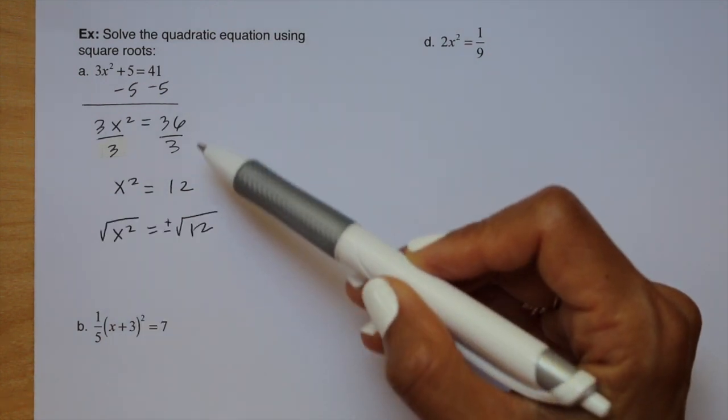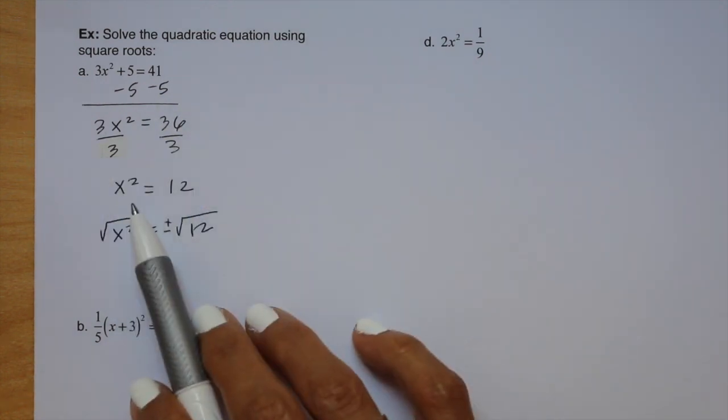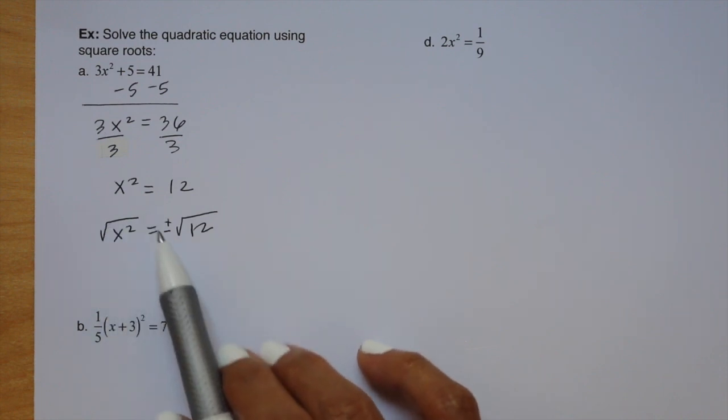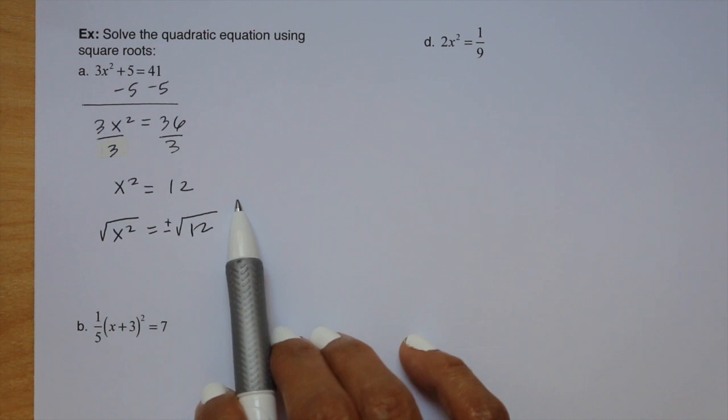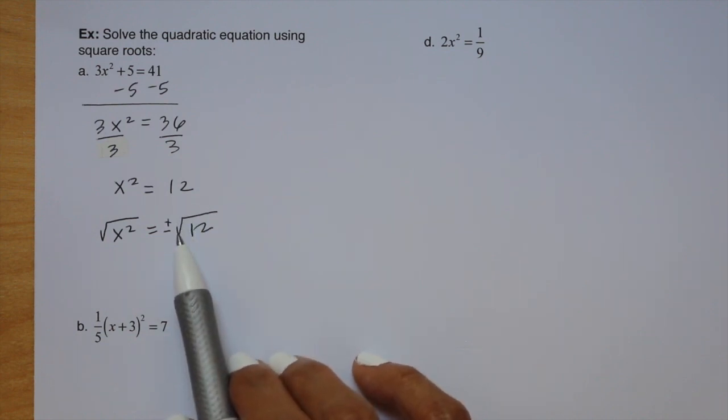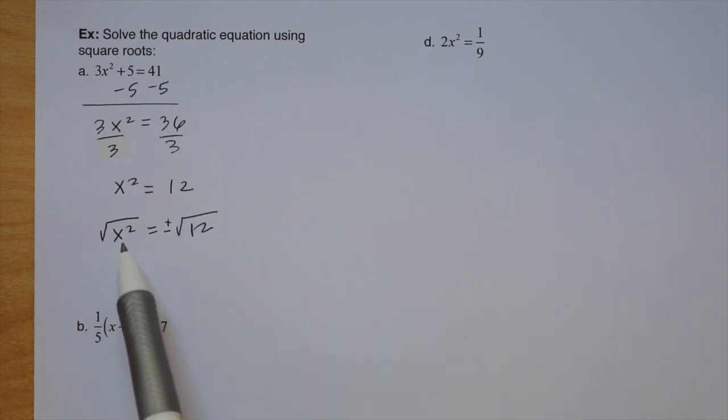If you'll notice, there was no square root in this problem, but in order to solve for x, we brought a square root into the problem. So the general rule is if you bring the square root into the problem, you're also going to include a plus or minus. So now the square root of x squared just makes x.